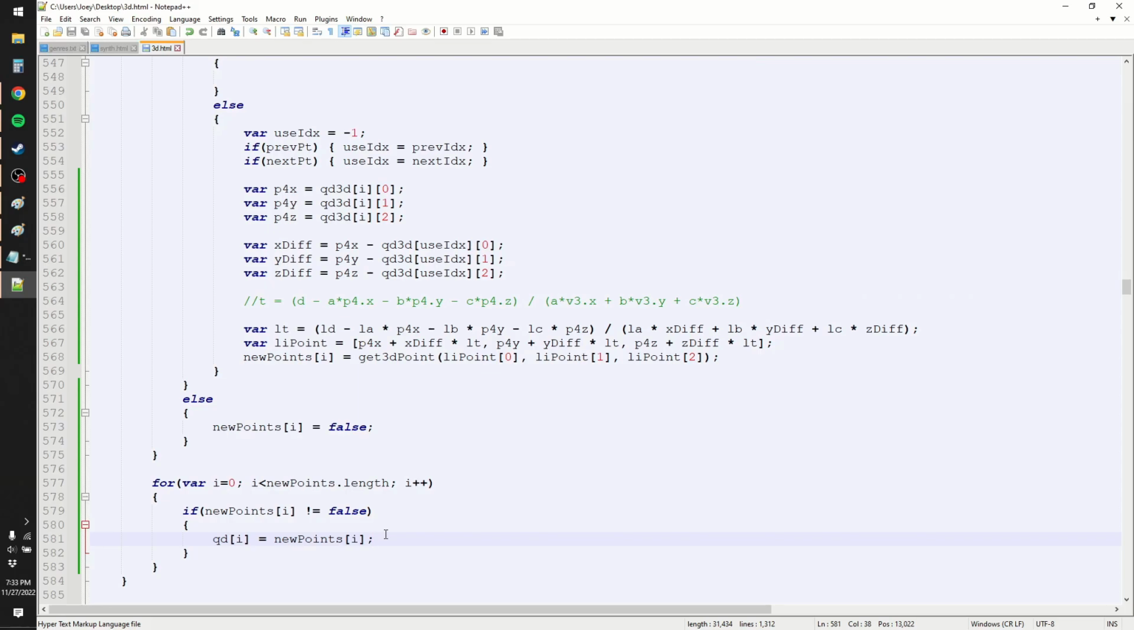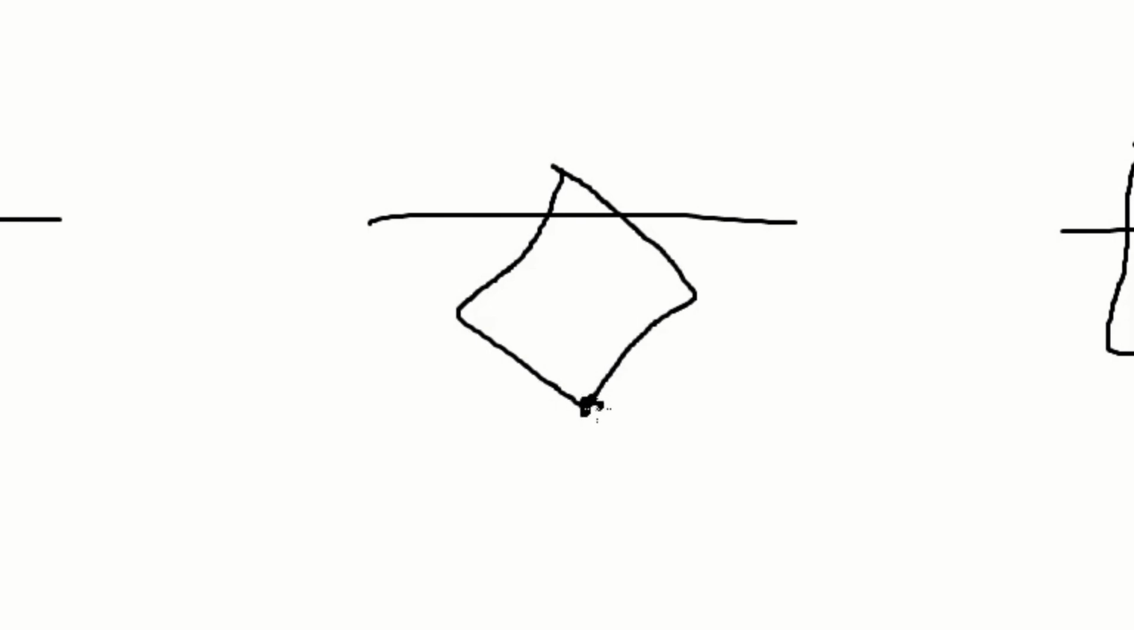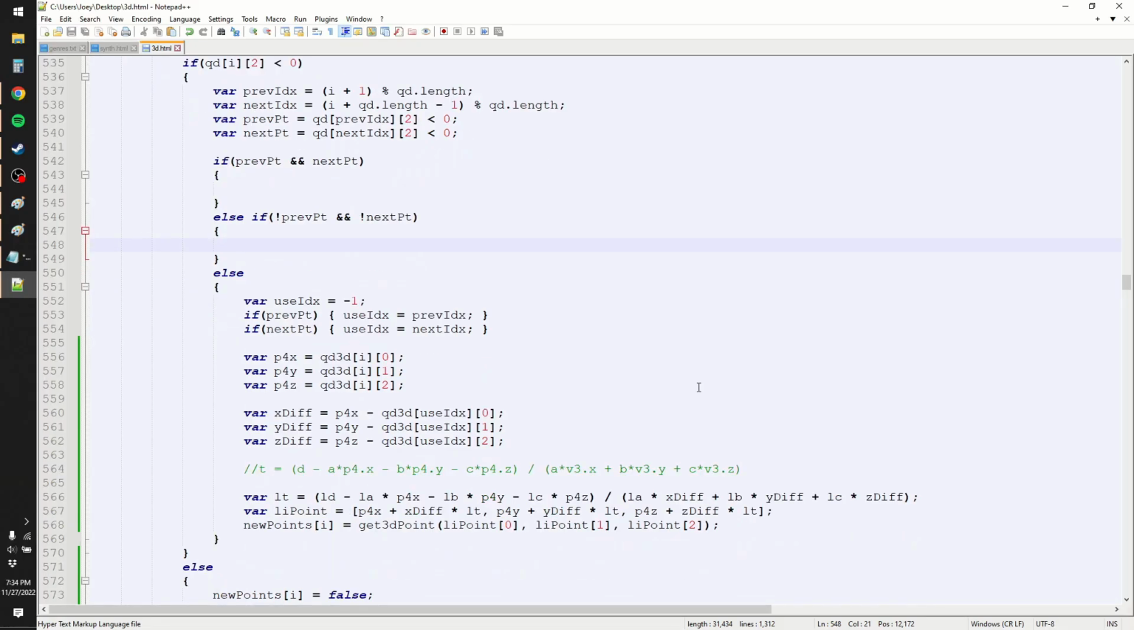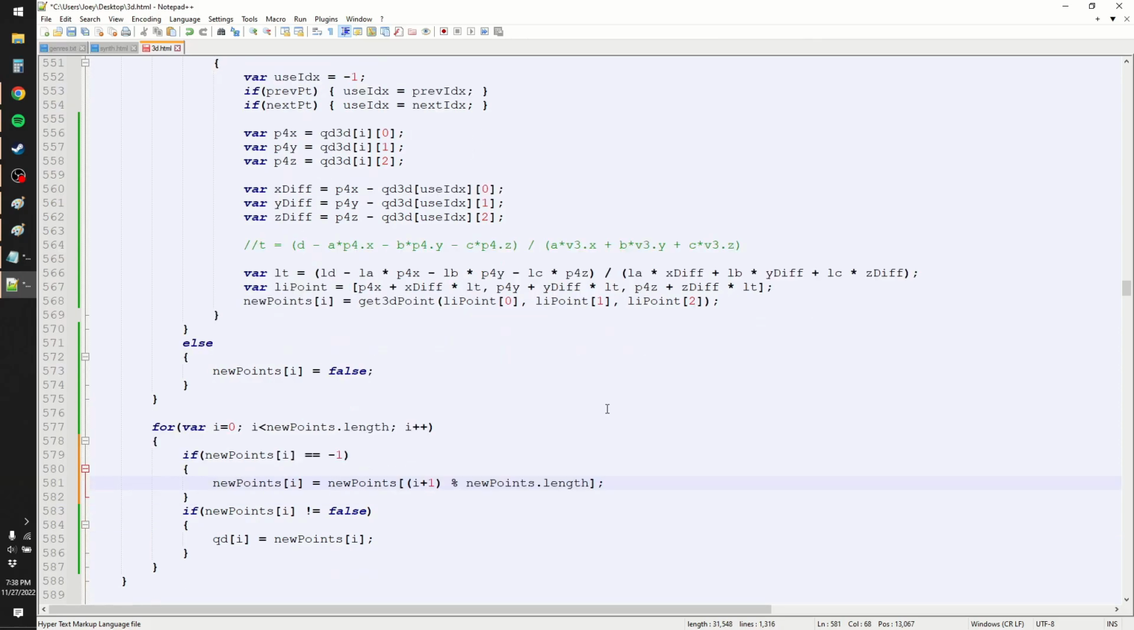Okay, but that's just the simplest scenario. What about where both points are negative, right? This situation. Well, then it might as well be that that point doesn't exist. Because I don't know what else to do, I'll just set it to -1. I could say something like, if new points of i is -1, if that's the case, we could just set it to whatever the next one's point is. Alright, so that handles that case.